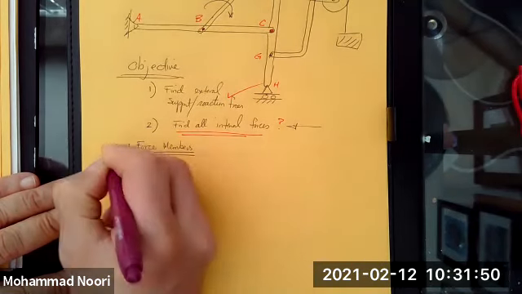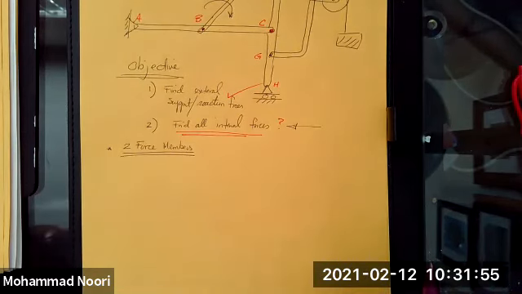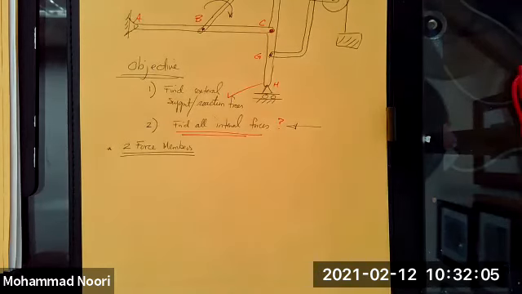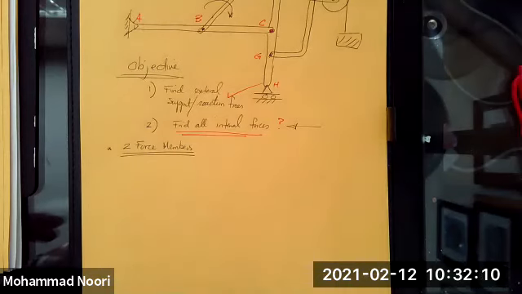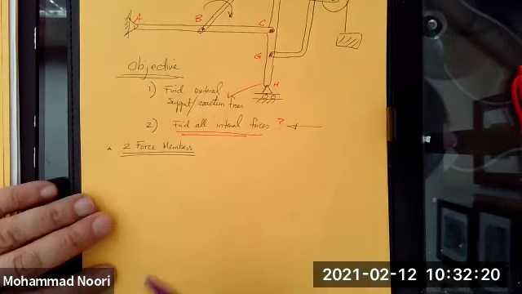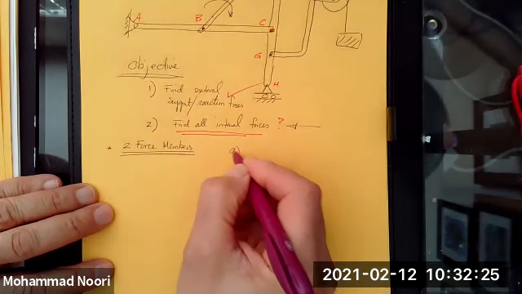And what is that? Okay. In many frames, you may end up with a member that has these three properties or characteristics. I will first tell you what those are, and then I will tell you why then it is important to detect a member like that in a frame structure. A two-force member is a member with these three inherent characteristics.